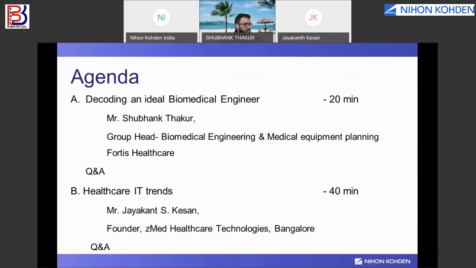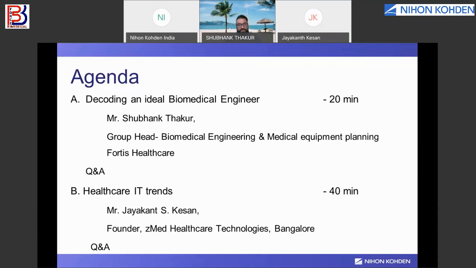Today's agenda: we have called 2 external faculty. First we will discuss decoding the ideal biomedical engineer. This session will be taken by Mr. Shubham Thakur. He is group head of biomedical engineering and medical equipment planning for the Fortis Healthcare group chain of hospitals.